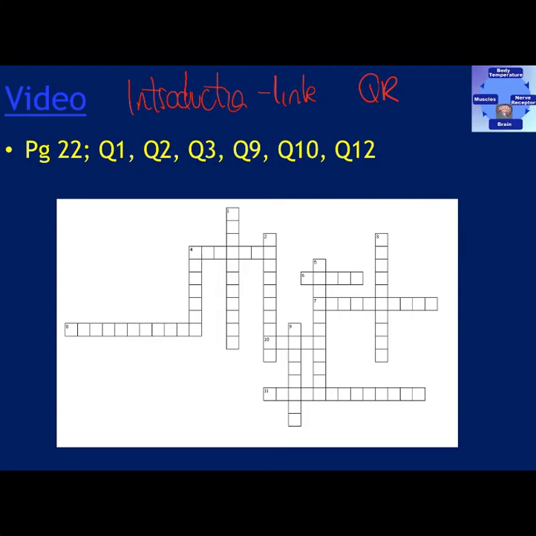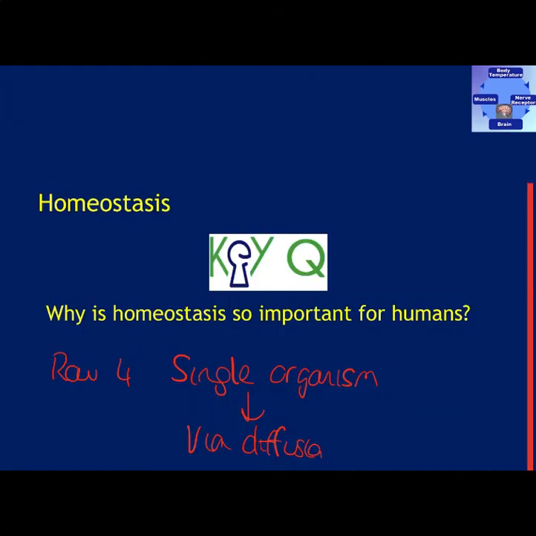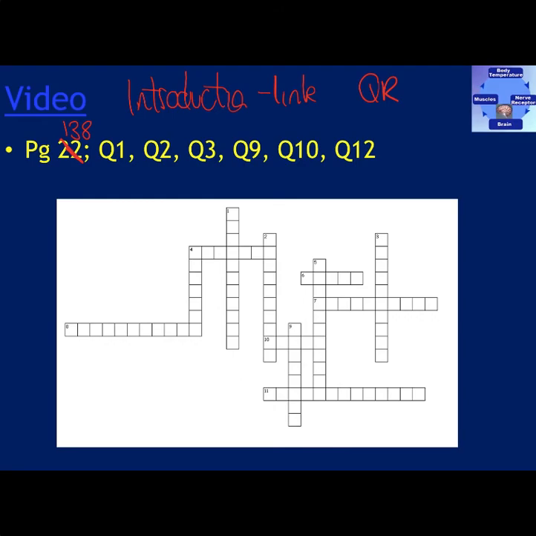On page 138, you have some questions. We can't do them all because, as I said, homeostasis is just an introduction to the topic, but there is the crossword on page 140 in my book that you can have a go at. So take photos of your work, put them onto the class notebook page, and I am on Zoom right now if you have any questions.